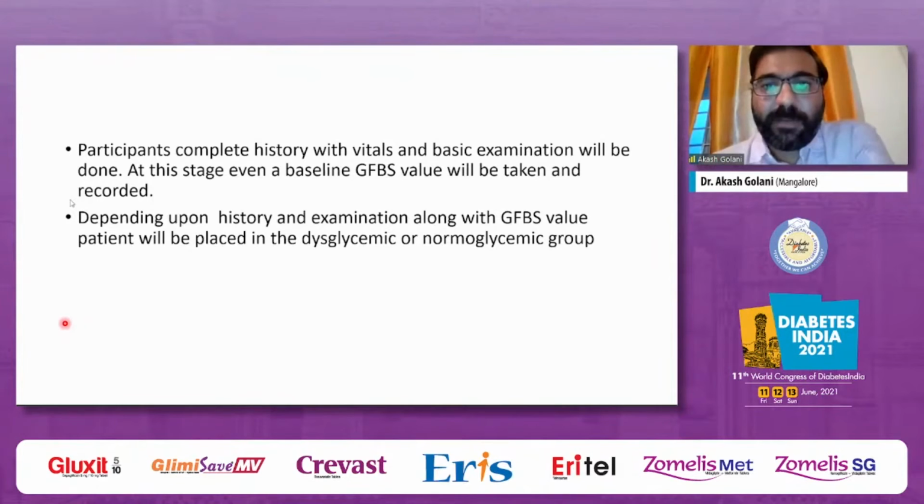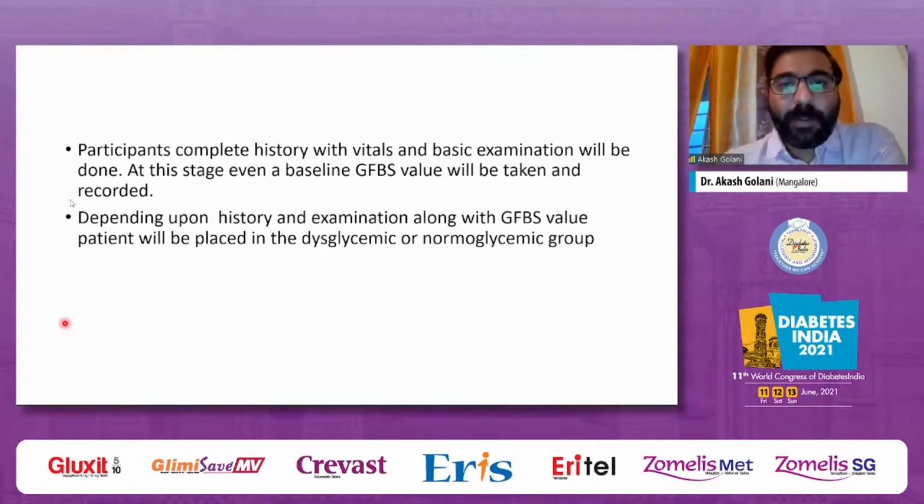Participants' complete history with vitals and basic examination has been done. At this stage, even a baseline GFBS value has been taken, and depending upon the history and examination along with GFBS values, the patient will be placed in either the dysglycemic group or the normoglycemic group. Group 1 is the dysglycemic group, and group 2 is the normoglycemic group.